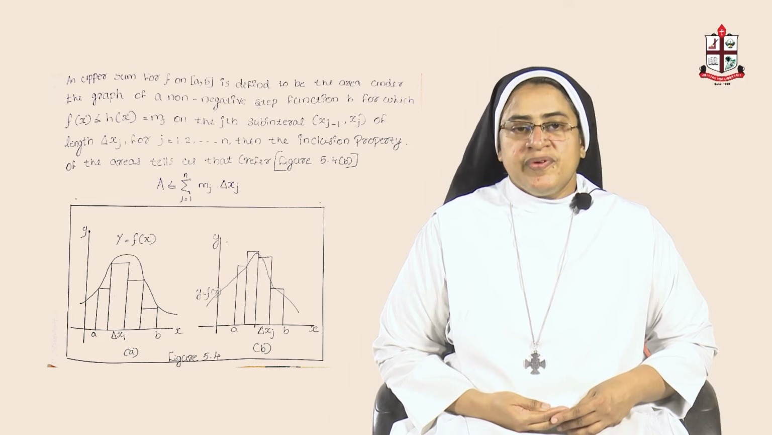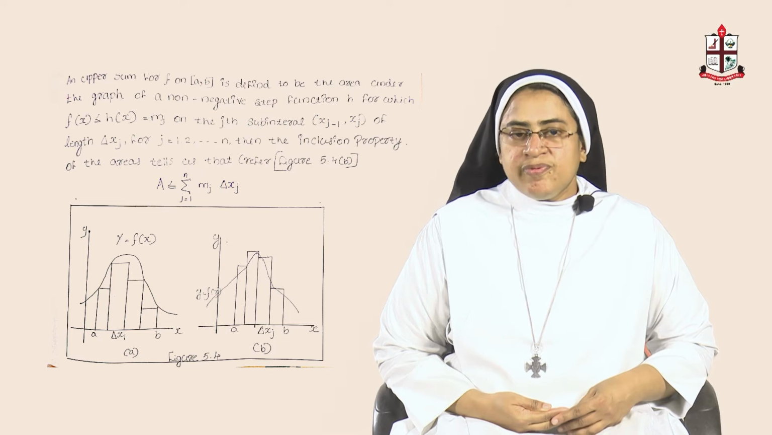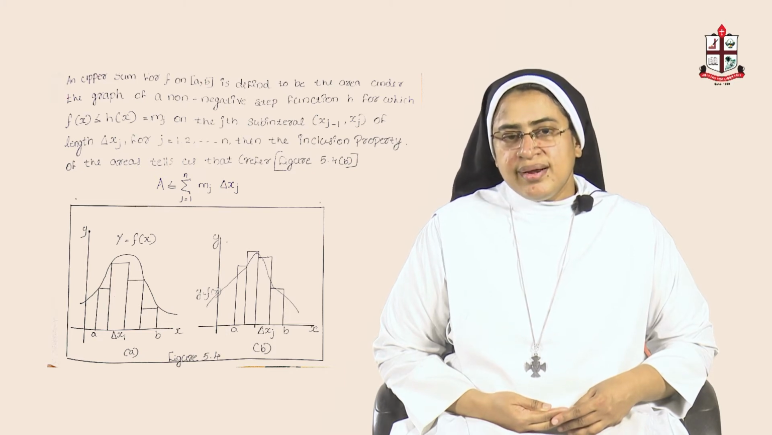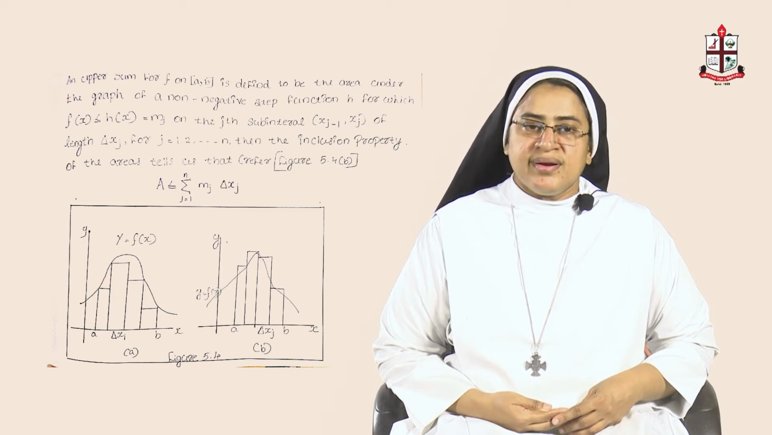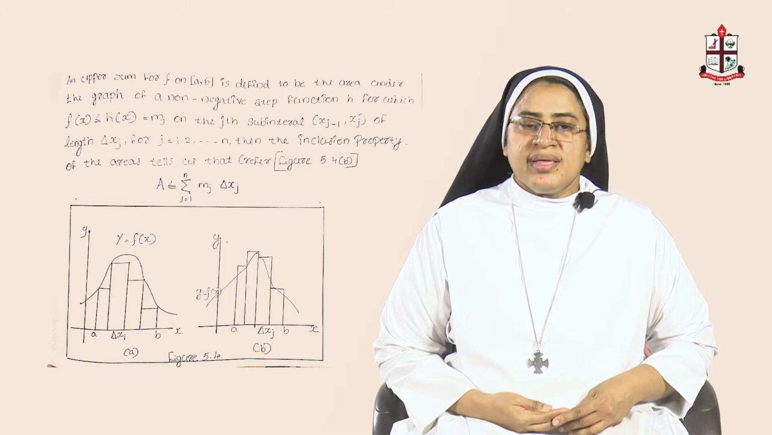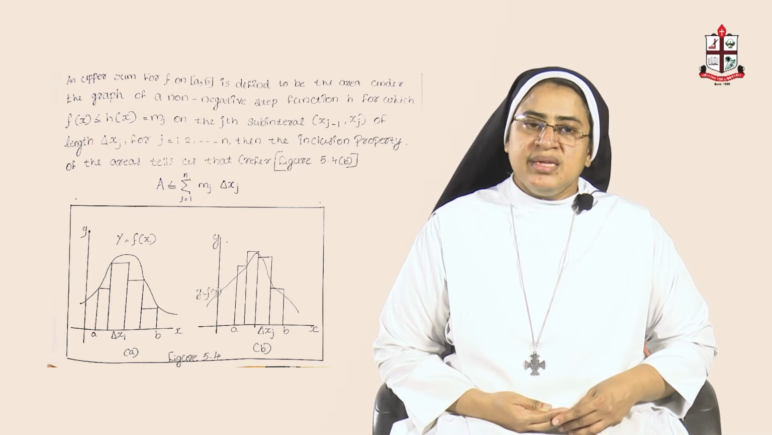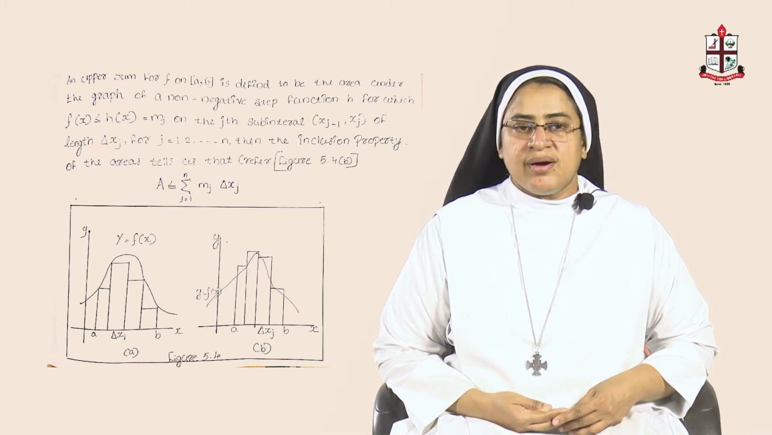So, just see this figure 5.4. In the first figure, y is equal to f of x is the graph which you have drawn, and you are finding a step function, meaning you are finding a function g of x which is less than or equal to the value of the function f of x, meaning the graph should be lying inside the graph y is equal to f of x. So, you are drawing the subintervals in such a manner that all those rectangles are lying inside the y is equal to f of x graph.